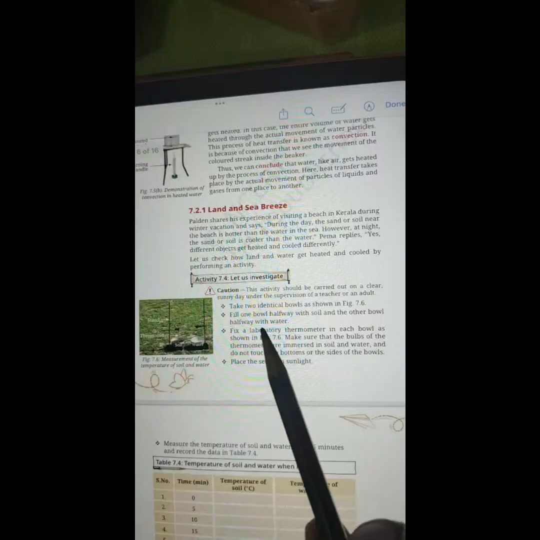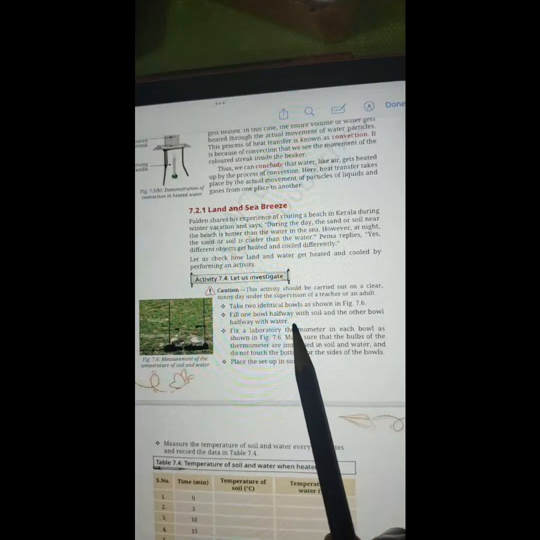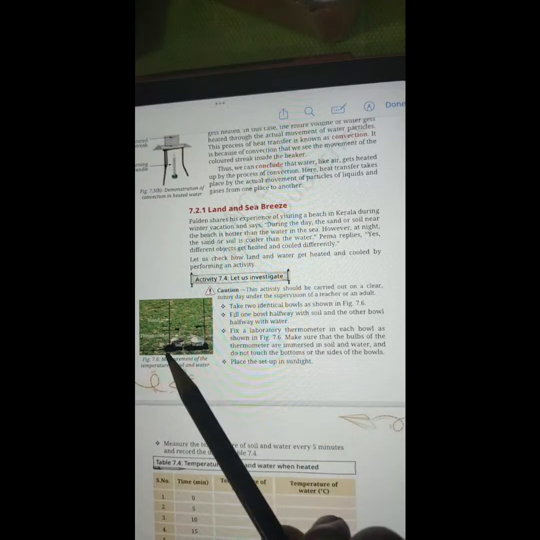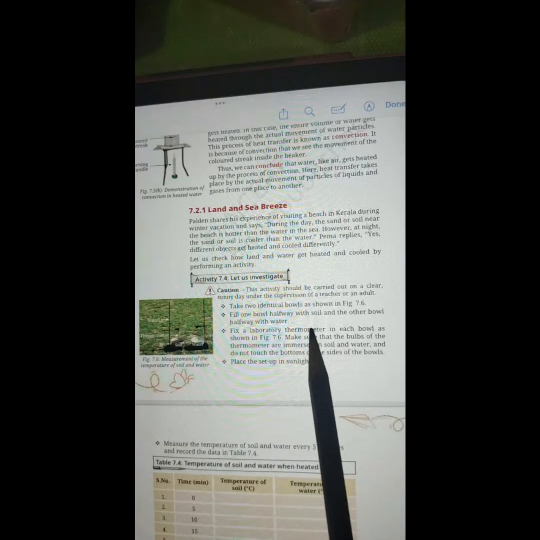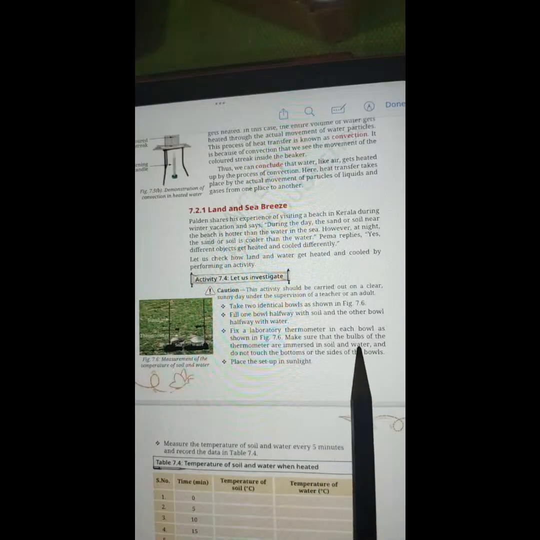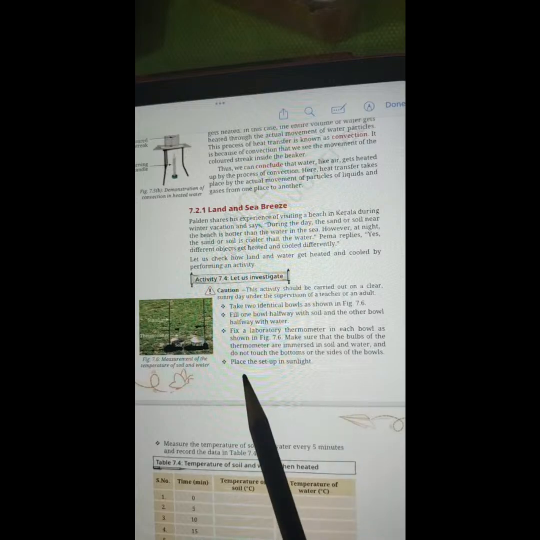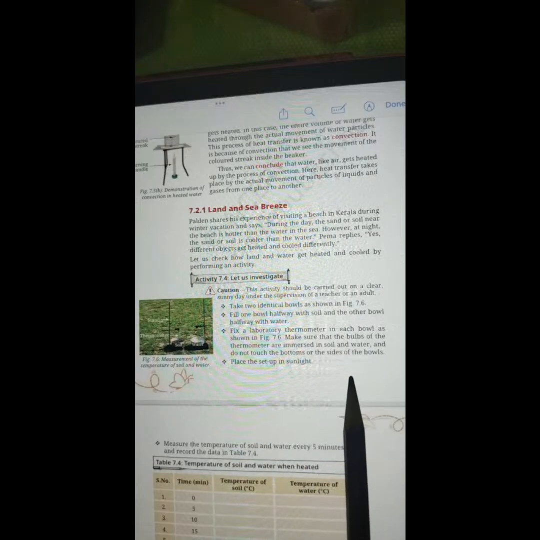Let us check how land and water get heated and cooled by performing an activity. This activity should be carried out on a clear sunny day under the supervision of a teacher or an adult. Take two identical bowls as shown in figure 7.6. Fill one bowl halfway with soil and another bowl halfway with water. Fix a laboratory thermometer in each bowl as shown in figure 7.6. Make sure that the bulbs of the thermometer are immersed in soil and water and do not touch the bottoms or the sides of the bowls.